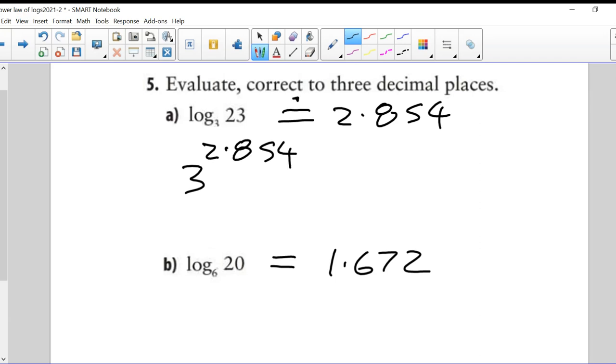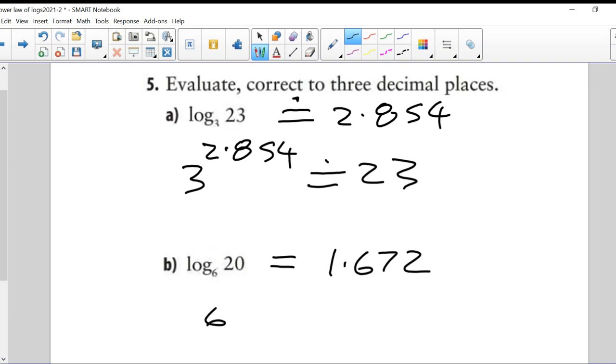I'm going to say exactly, because this was rounded in the first place. It should be approximately equal to 23. It's not going to be exactly 23. It's going to be 23.001 or 22.999, because we had to round the original value of 2.854. Okay, you got 22.998. There you go. Right. And the same thing would happen here.